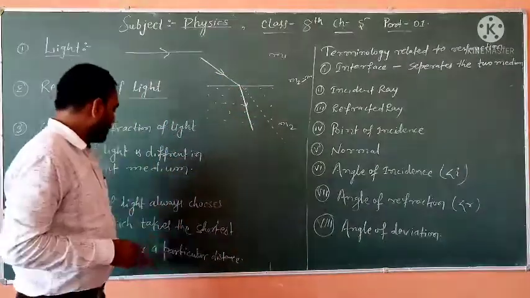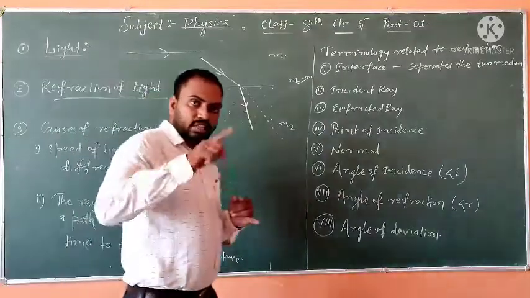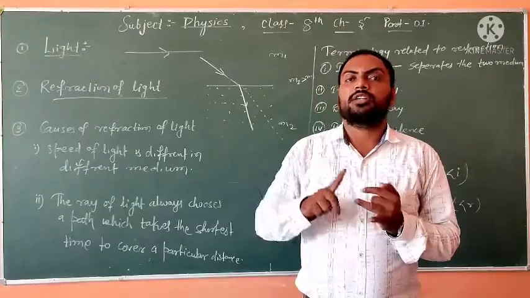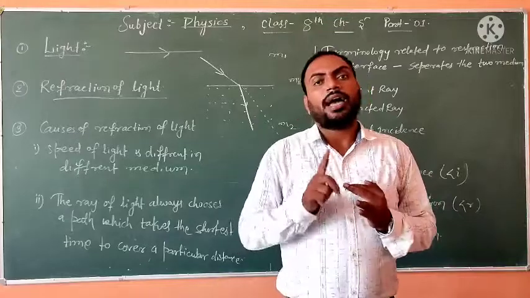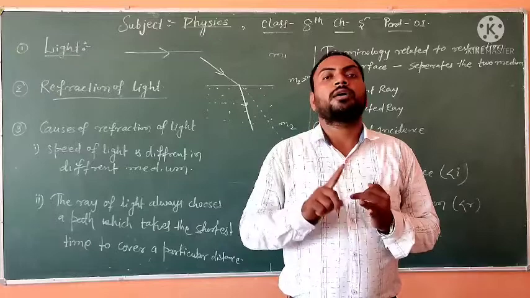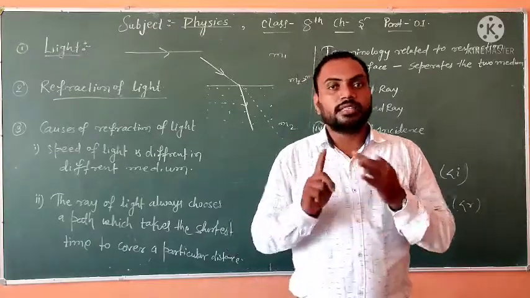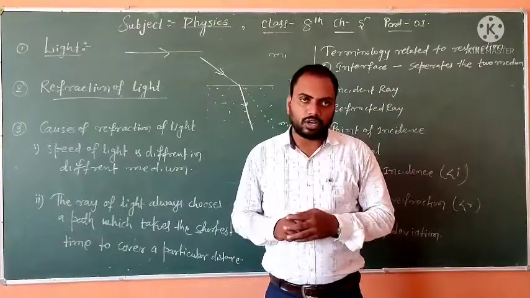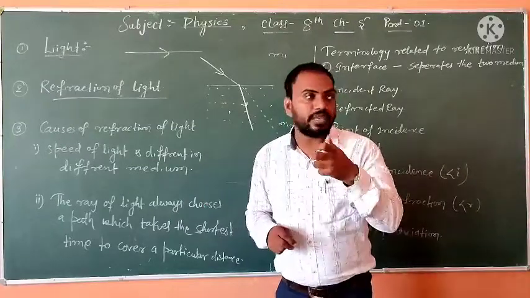Okay, this is the statement which is explaining it. It means, what is the cause of refraction? The cause of refraction is the change of speed of light when passing from one media to another. And the second, light takes the shortest path, shortest time to cover a particular distance. This is the main cause of refraction of light. I hope you understand what refraction means.